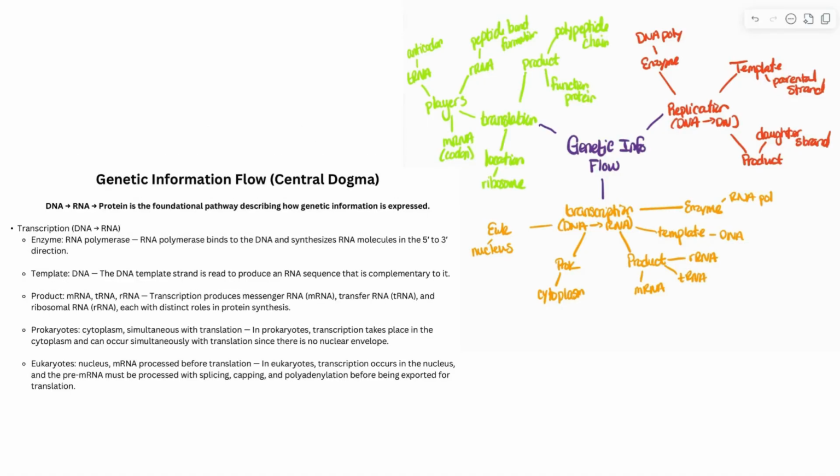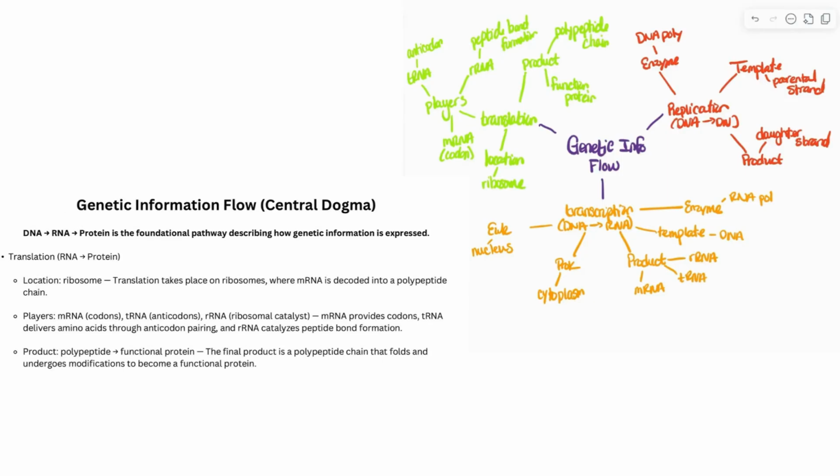We went over transcription, the enzyme in play, RNA polymerase. The template is the DNA. The products are the messenger RNA, transfer RNA, and rRNA. And where is it located? Where is this process located? In the prokaryotes? Well, in cytoplasm, and in eukaryotes, in the nucleus.